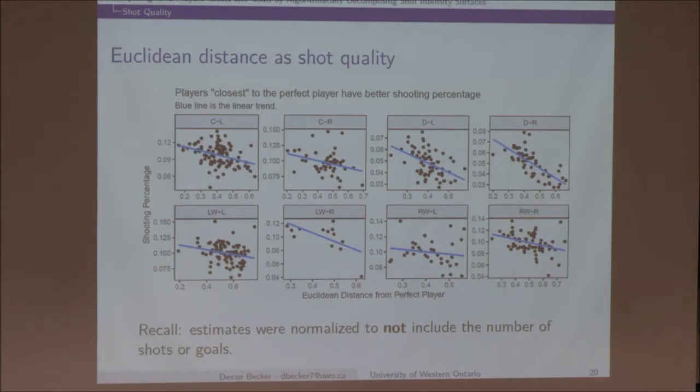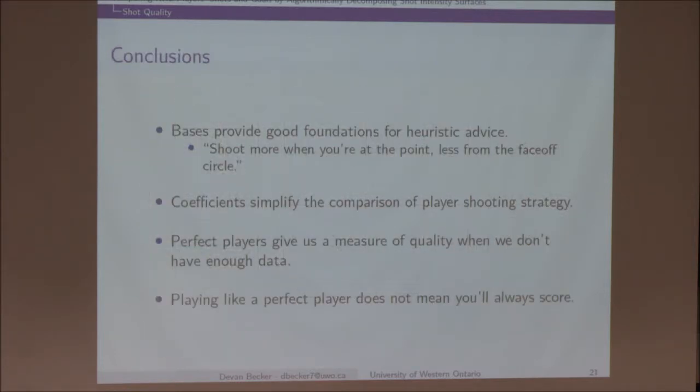So I do have a method that I believe does say something about where you should shoot from on the ice. It has some good interpretations. It's not perfect, but it says something nice. So some of the conclusions are just, with these bases, I've got foundations for advice. You can look at where your player's shooting from and say, maybe you should try shooting from different locations or get yourself into position to shoot from different locations. The coefficients are a nice way to talk about strategy broadly on the ice.